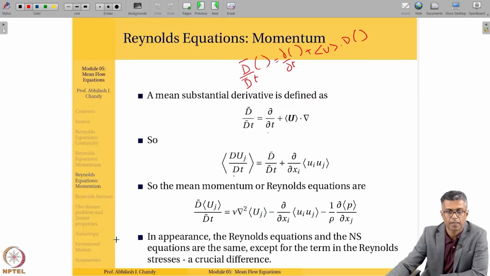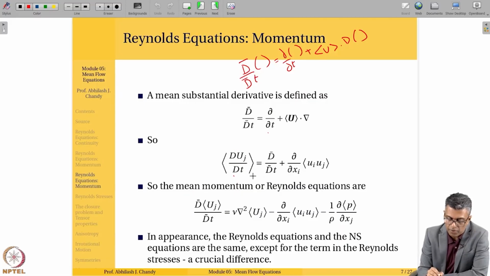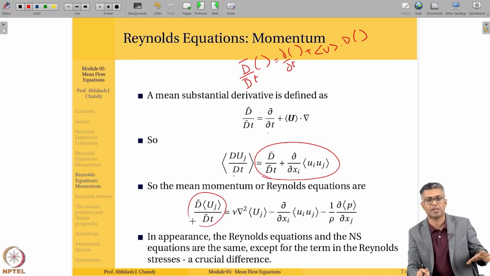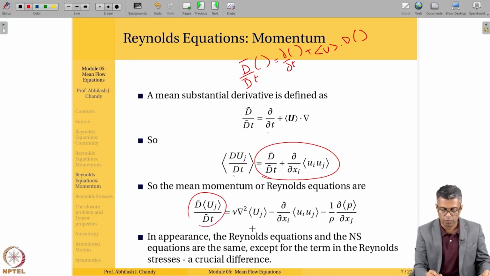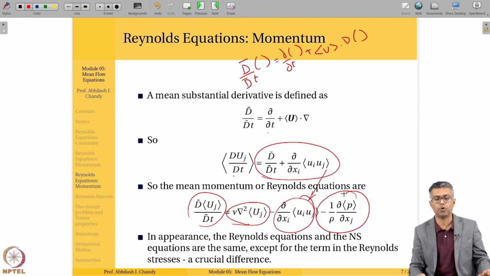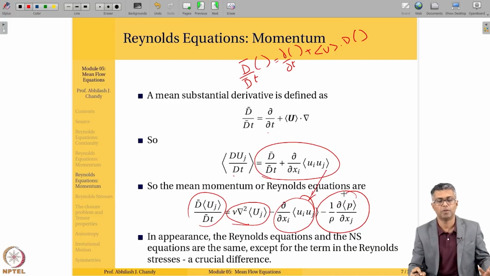So going back to this slide, you are now defining the mean substantial derivative. That is how I got this equation. Now you substitute that into the momentum equation, then your left hand side is entirely the mean substantial derivative, which is equal to the viscous term, the Reynolds stresses term coming from here, and then the pressure gradient term, minus 1 over rho del xj of the mean of P.